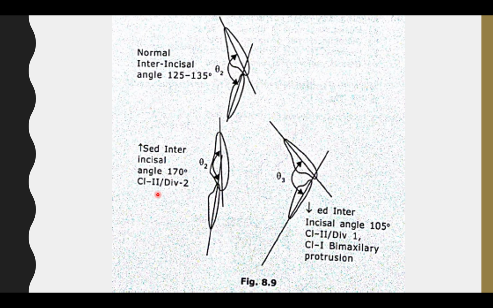So this is the class 2 div 2 condition where they are very much retroclined, then the interincisal angle is increased. So the questions regarding the interincisal angle in class 2 div 2 can be asked like that. Okay, whereas it is decreased in the cases of class 2 div 1 or bimaxillary protrusion, where the proclined upper and lower incisors are seen.